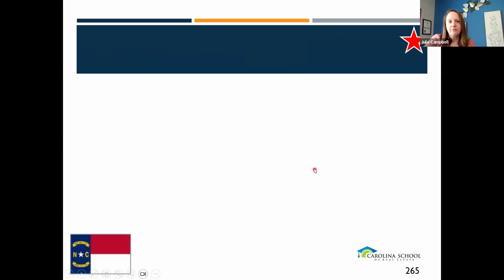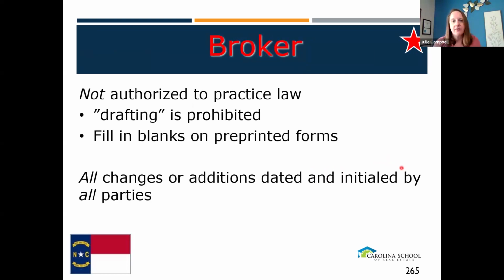Let's bring this home. Law student hat off. Let's talk about what all this means for us, the broker. First off, get this in your head right now. I cannot draft legally binding documents. That is the job of the attorney. We cannot draft. I can't add provisions. I can't just cross stuff out.